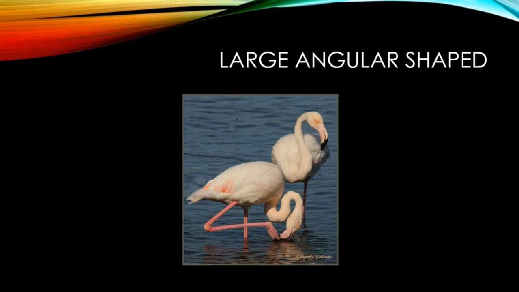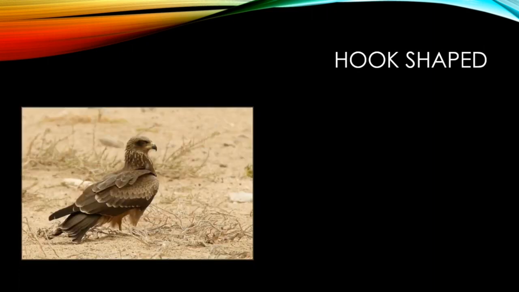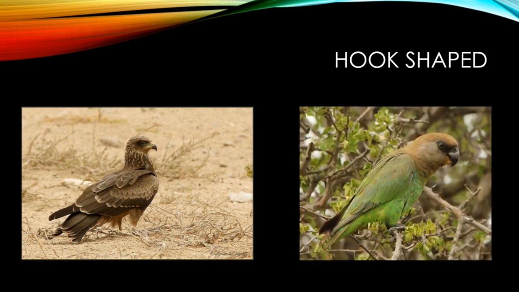A lot of the times that would be the raptors, because they're using that nice big hook to tear off meat from the prey that they've caught. And then another bird family group that falls under this would be the parrots. They've also got these nice hook-shaped beaks, predominantly used for cracking open nuts and getting into fruit.